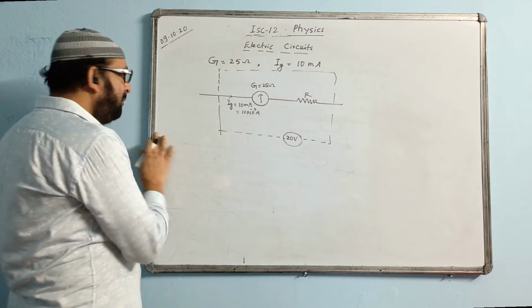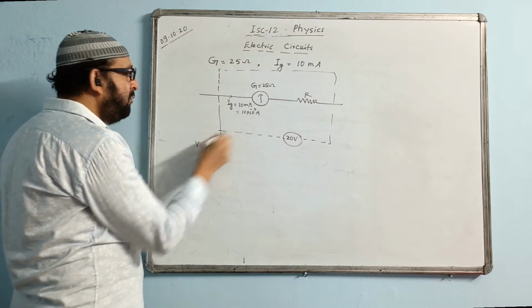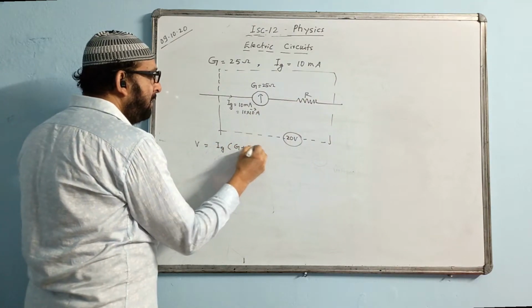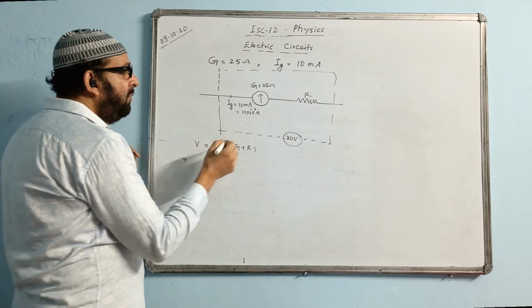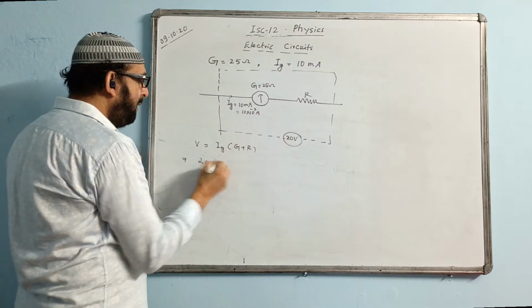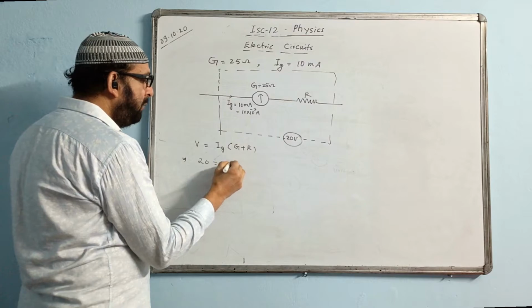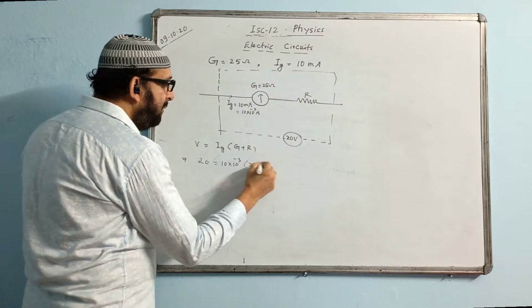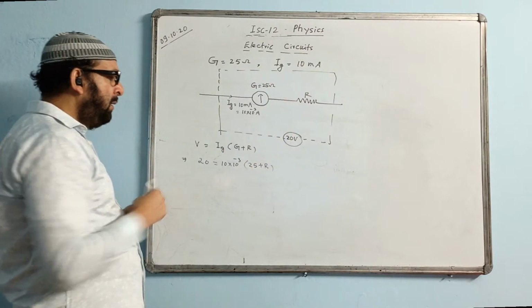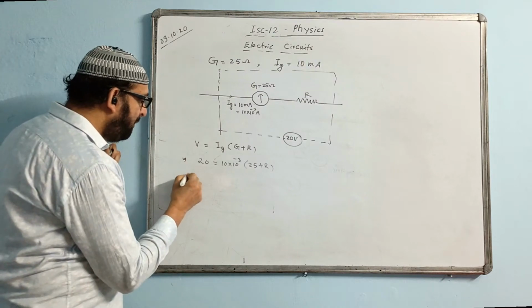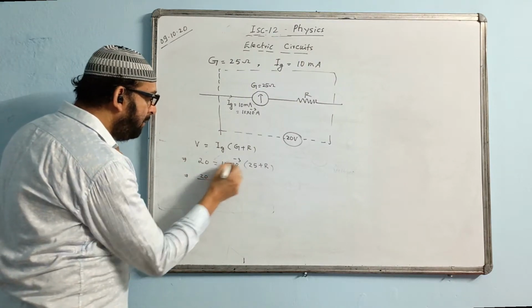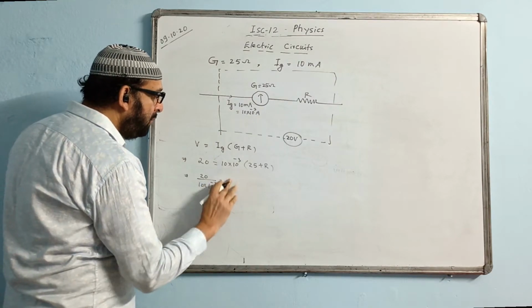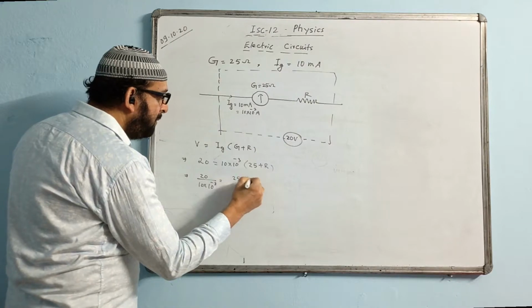So now how can we write the equation? V is equal to the voltage across this, Ig bracket G plus R. Put the value: voltmeter reading should be 20, Ig value is 10 into 10 to the power minus 3, capital G value is 25 and R is unknown. We will take it down and do the calculation. It will become 20 upon 10 into 10 to the minus 3 is equal to 25 plus R.